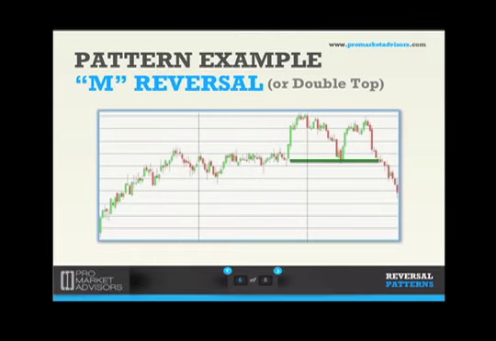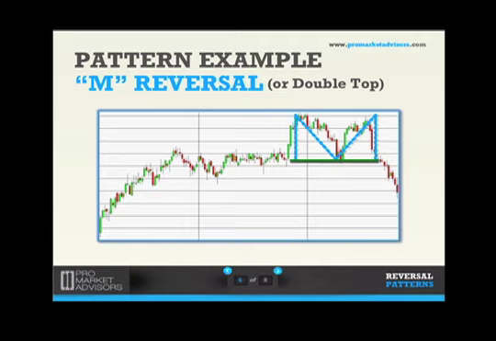All right, let's go back now to the next one, which is the M reversal, or the double top. And again, all of these reversals have a companion that is in the opposite direction. So the companion to a double top or an M reversal would be a double bottom or a W reversal. Yes, sometimes traders aren't the most creative people, but nevertheless, that's how it looks. Let's look at the M reversal, or the double top.